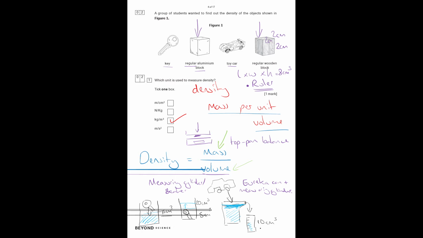So in summary, to work out the density of something, you need to find its mass by weighing it on a top pan balance. That is the correct term. And you need to find out its volume using one of two methods. Either you can use the measuring cylinder or beaker, or the Eureka can and measuring cylinder for an irregular object, or if you have a regular object like a cube or a cuboid of some sort, you are going to use its length times width times height, and you will measure those things with a ruler.